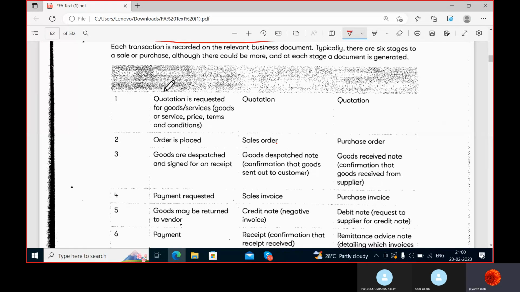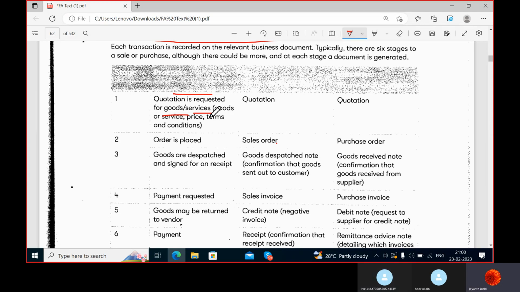So what happens here? See, first, a quotation is requested for goods or services. If you have a shop and you want to buy goods or inventory or stock for your shop, the first and foremost thing is what you'll do. You will ask to get quotations from various suppliers. You'll ask your purchase staff to get quotations from various suppliers. Am I right or wrong? Yes.